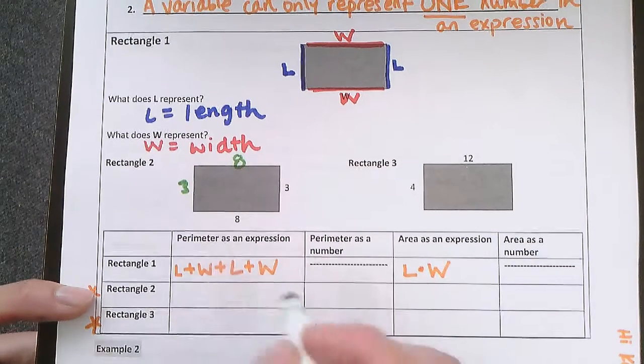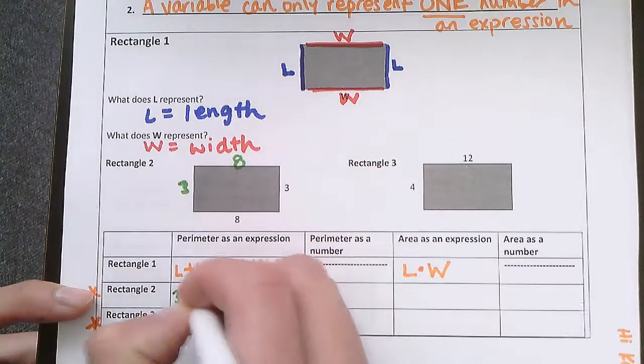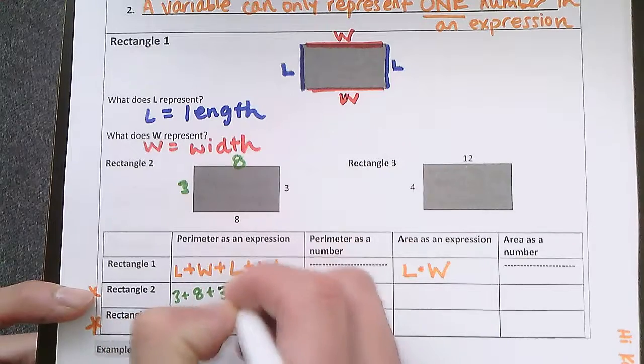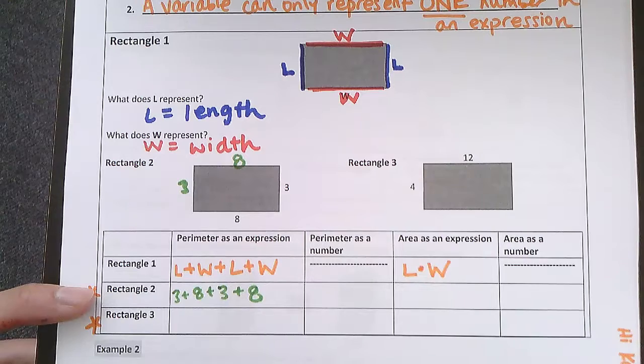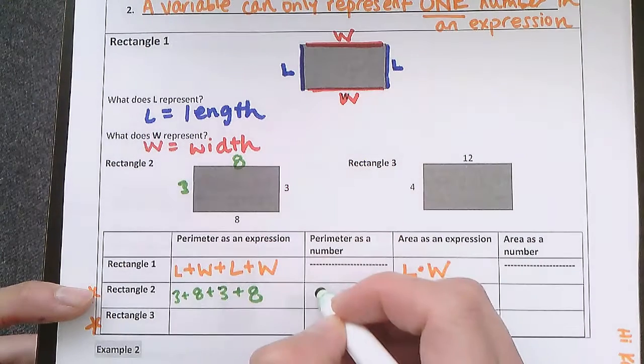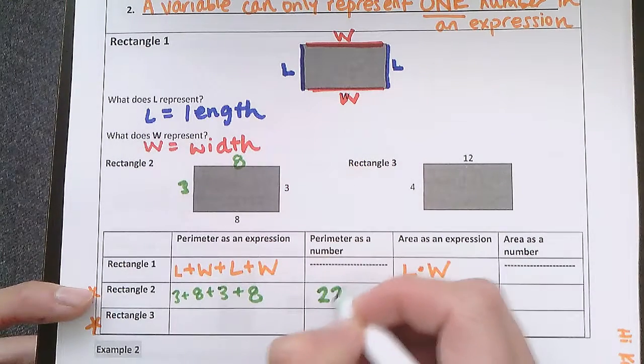And the perimeter is when you add up all the sides, so that would be 3 plus 8 plus 3 plus 8. Perimeter as a number, if I add up all these together, I would get 22.